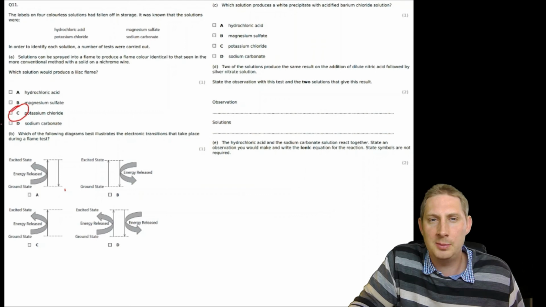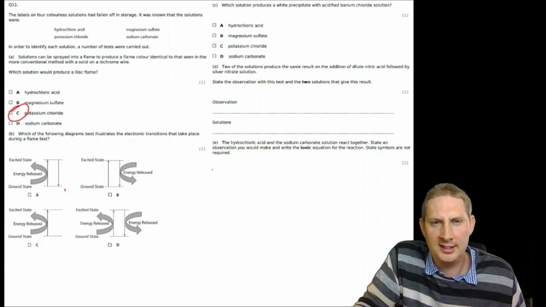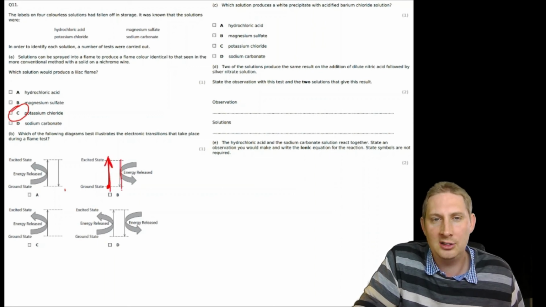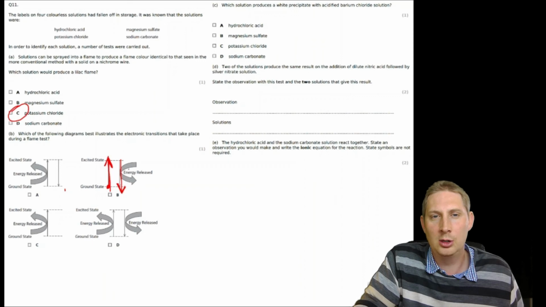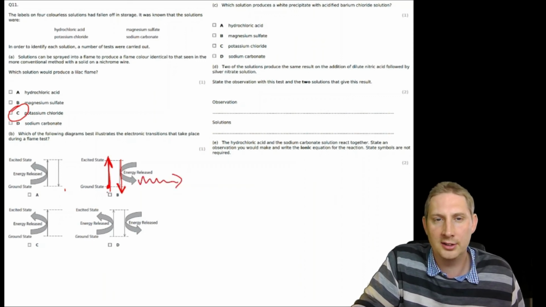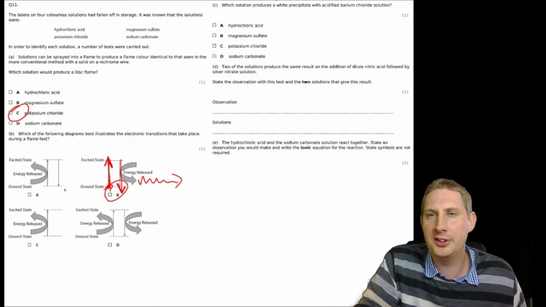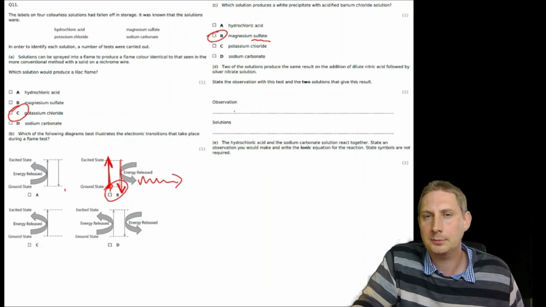Which of the following diagrams best illustrates the electronic transitions which take place during a flame test? You don't know this, but essentially the heat promotes an electron up to what's called an excited state. It jumps up to a new shell or a new subshell, and as it drops back down, when it cools, the energy is released as a photon of light. So the answer is B. Which solution produces a white precipitate with acidified barium chloride solution? You should recognise that as the test for sulfates. So that would be B.